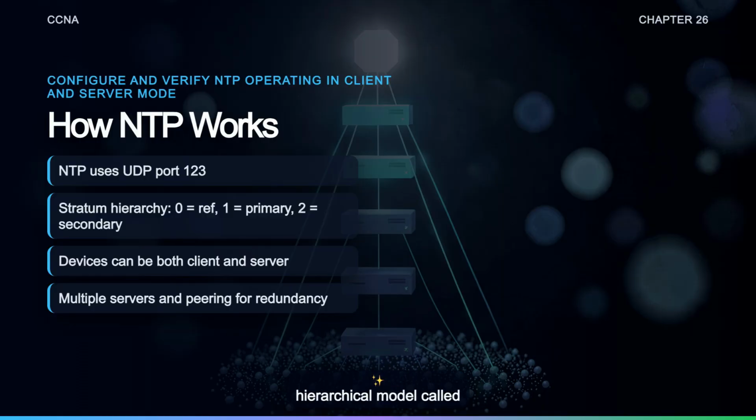NTP uses a hierarchical model called stratum. At the top are reference clocks, like atomic clocks or GPS clocks. These are stratum 0. The servers that learn time directly from a reference clock are stratum 1. These are called primary servers. Servers that learn from stratum 1 are stratum 2, and so on. These are called secondary servers. The upper stratum limit is 15. Stratum 16 means the time source is not reliable and devices will not sync to it.